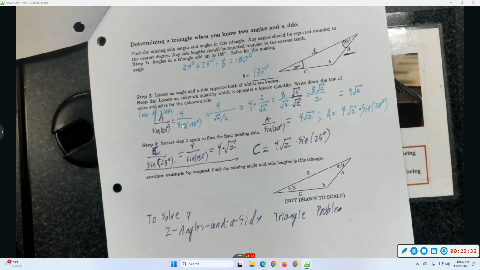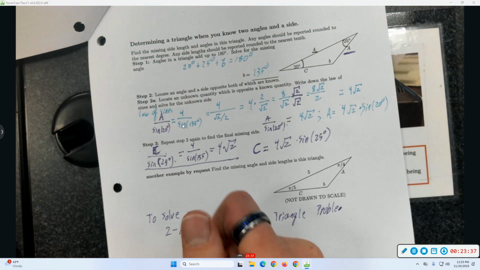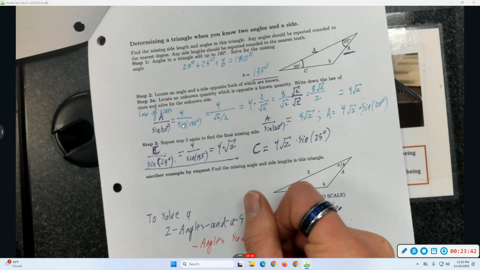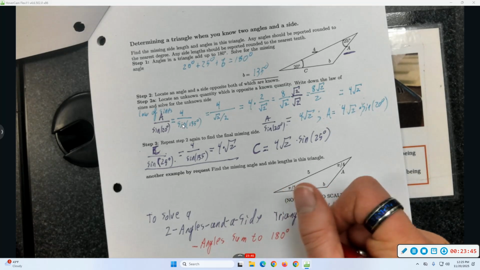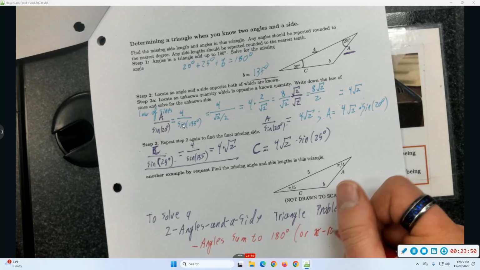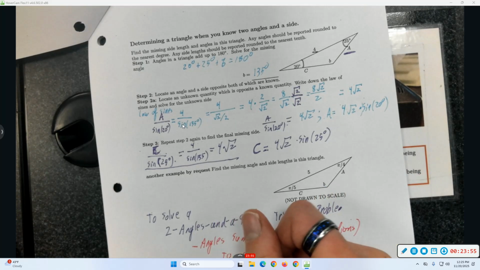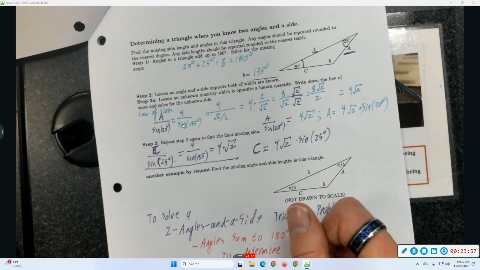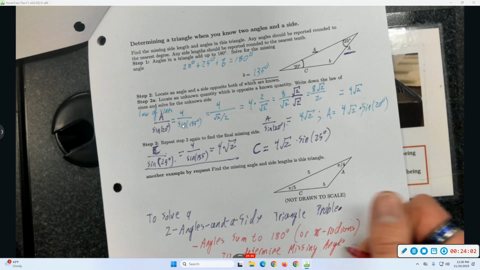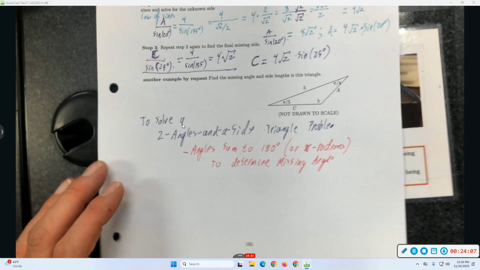What's the general thing we did? Step 1 was figure out the missing angle. Use the fact that angles sum to 180 degrees, or sometimes we work in radian mode, so pi radians, to determine the missing angle. That's step 1. Oh yeah, absolutely, thank you.